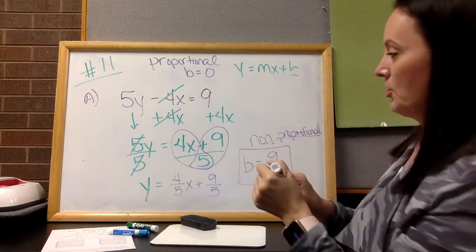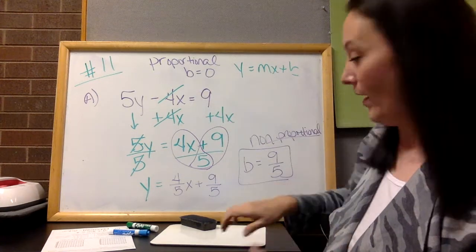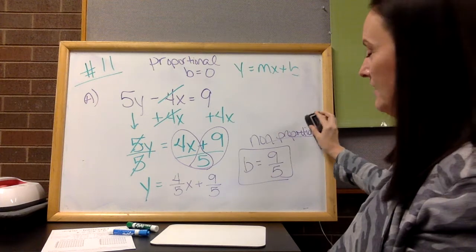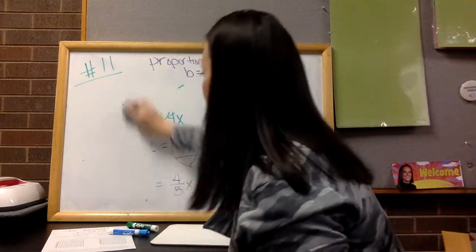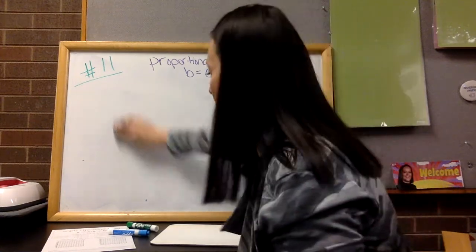This one's non-proportional, so that is not my answer. It's looking for the proportional one. This is not the answer, okay? So that's A. Now we're going to jump and look at what B looks like to see if we can find that proportional one.